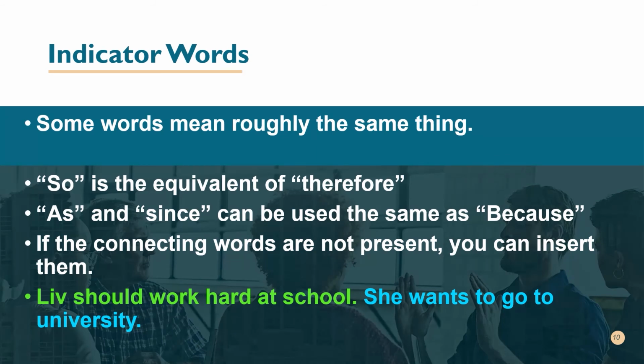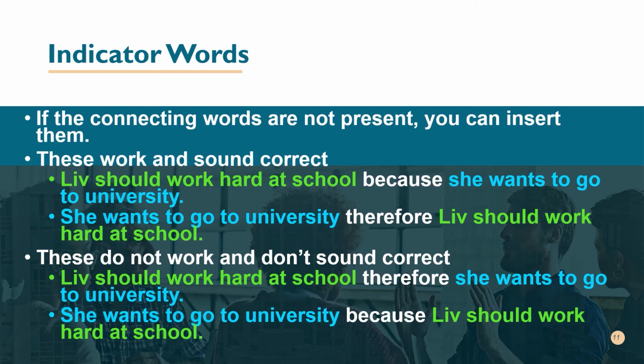Indicator words. Some words mean roughly the same thing. For example, so is equivalent to therefore. As and since can be used the same way as because. If the connecting words are not present, you can insert them. Liz should work hard at school. She wants to go to university. Now, if we insert them, you can see how they connect. These work and sound correct.